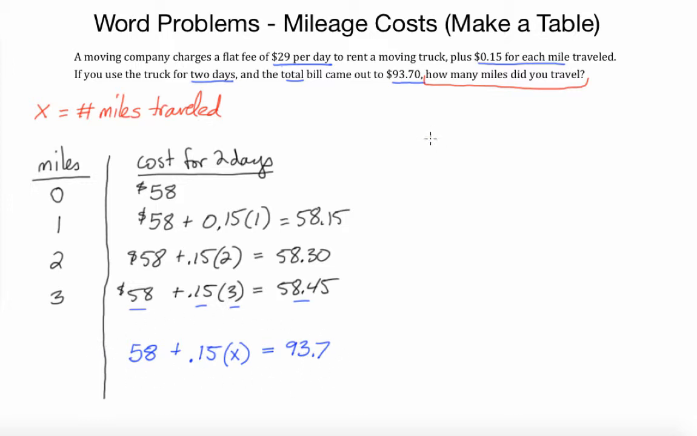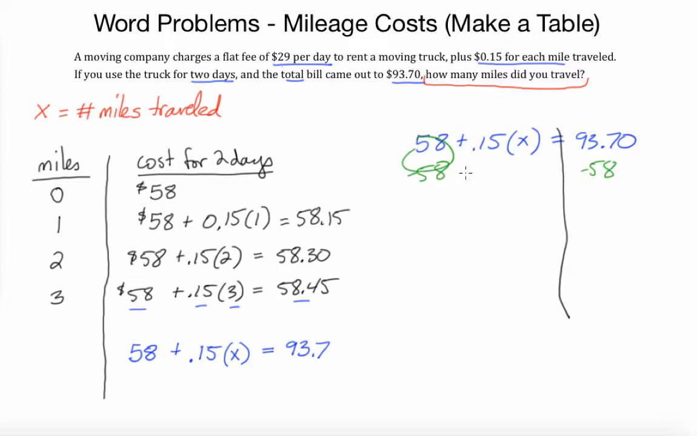All right, let's go solve this now. So $58 plus 15 cents times some unknown number of miles has to total $93.70. Let's solve it out. Using my algebraic properties, I'm going to subtract 58 from both sides first. That gives me 0.15 times x equals $35.70. That's just how much the mileage costs, ignoring the actual 2-day flat fee.